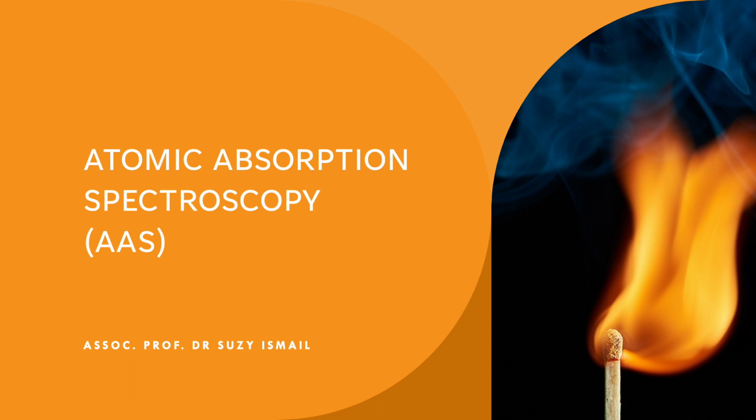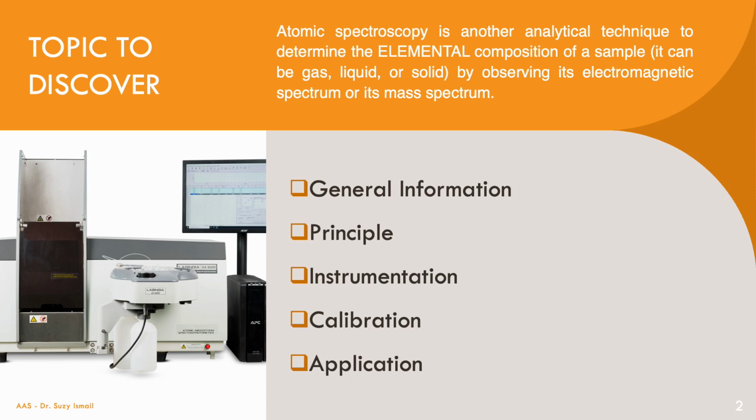So for today's session, you will be learning another analytical instrument applying the principle of spectroscopy. Atomic absorption spectroscopy, or in short AAS, is a sophisticated technique to measure the concentrations of elements in a sample by observing its electromagnetic spectrum.